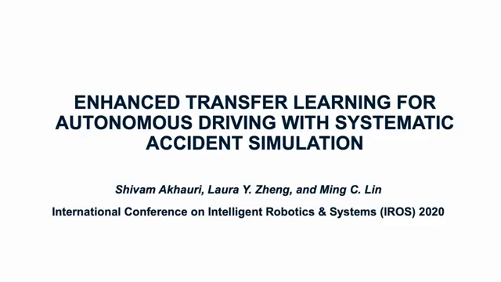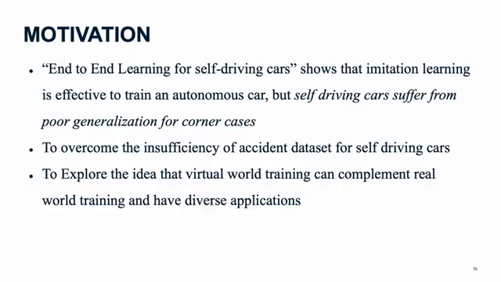Next, I'm going to talk about enhanced transfer learning for autonomous driving using systematic accident simulations. The motivation of this work is to perform end-to-end learning for self-driving cars. We want to show that imitation learning is effective for training an autonomous car. However, self-driving cars can suffer from poor generalization for corner cases. So we overcome this inadequacy by using accident data sets that are simulated for training self-driving cars.